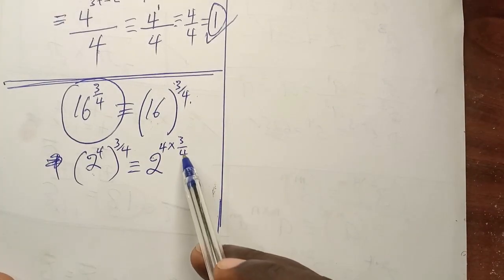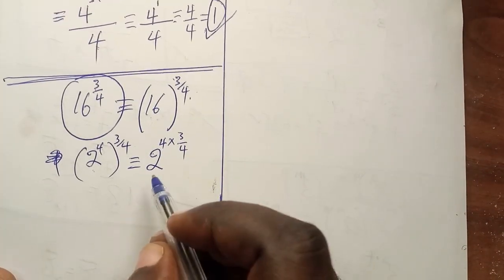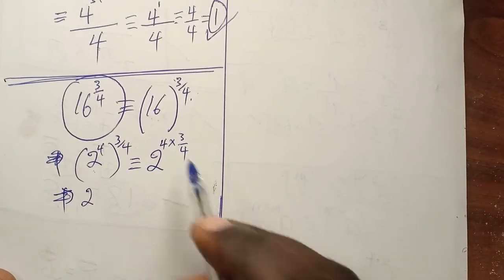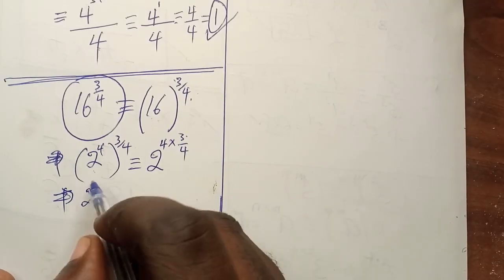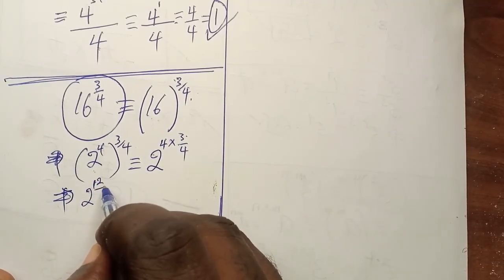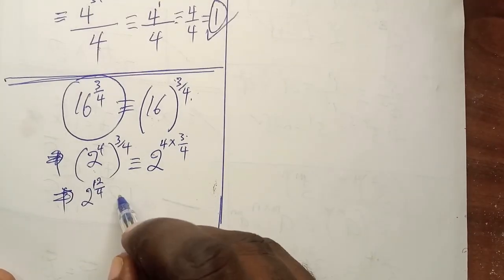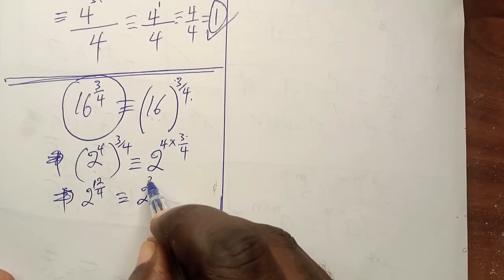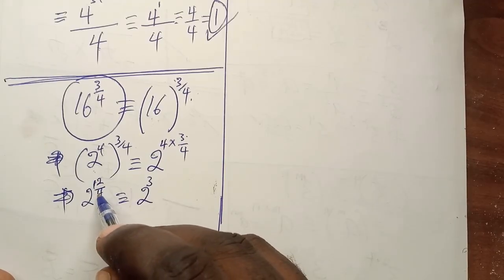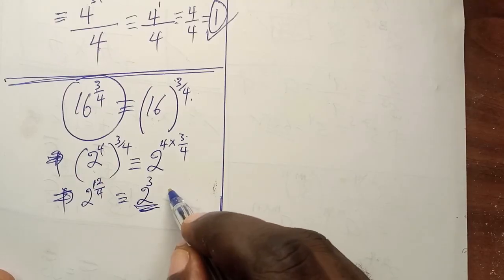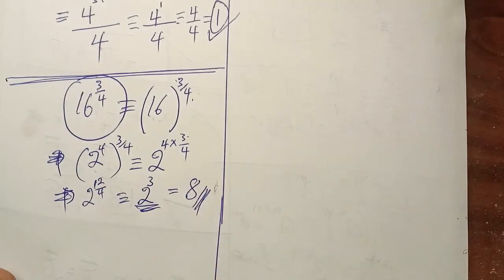And you can see that this 4 can cancel this 4. Or if you just re-express, what we have here is still the same, like 2 to the power 4 times 3, which is 12, so we have 12 divided by 4. And 12 divided by 4 is 3. This is the same like 2 raised to the power 3, because 12 divided by 4 is going to be 3. So 2 raised to the power 3 is therefore 8. So we have 8 as the answer.